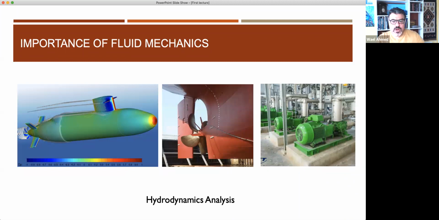In other areas where we are dealing with liquids, we call it hydrodynamics analysis. In this case, we are looking into submarine motions in the subsea, or the propeller shape driving big ships, or pumps in many applications: cooling, heating, power generation, city wastewater. Many of these applications involve fluids in their systems, and some understanding of fluid mechanics concepts is very important to analyze these systems.